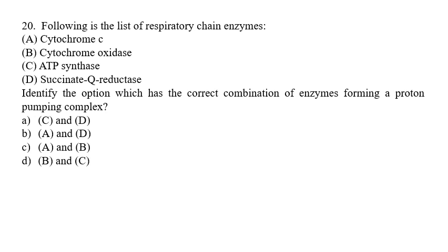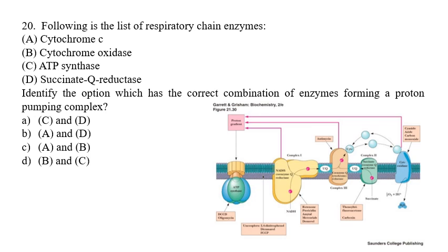Next question. Following is the list of the respiratory chain enzymes: cytochrome C, cytochrome oxidase, ATP synthase and succinate Q reductase. Identify the option which has the correct combination of enzymes forming a proton pumping complex. We know that the respiratory chain, which is present in the inner mitochondrial membrane, has 4 different complexes.